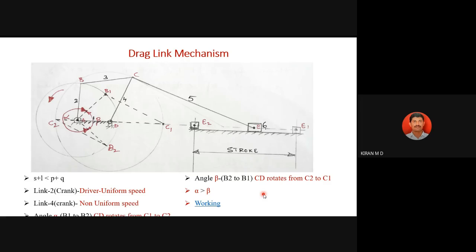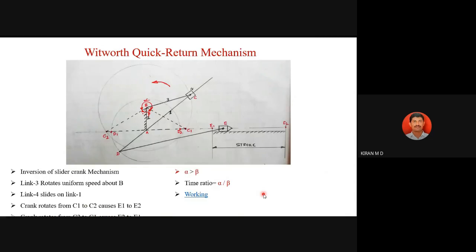Okay, so we'll go to the next one, Whitworth quick return mechanism. This is also one of the quick return mechanisms. This is the inversion of slider crank mechanism. So what will happen? Link 2 is fixed. Link 3 rotates about B. Consider this is the center of this circle, meaning the B and C circle.